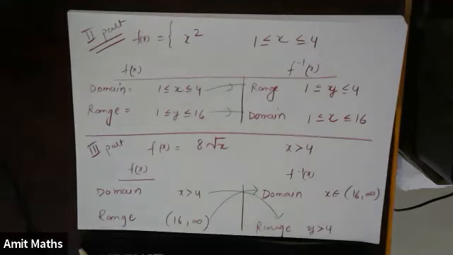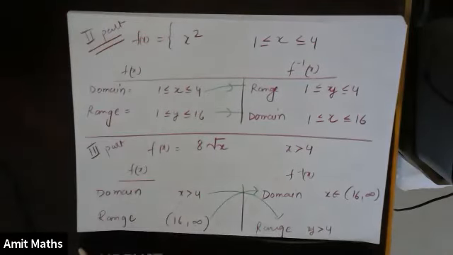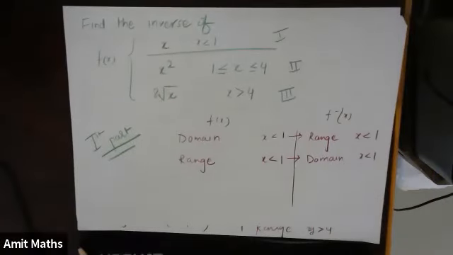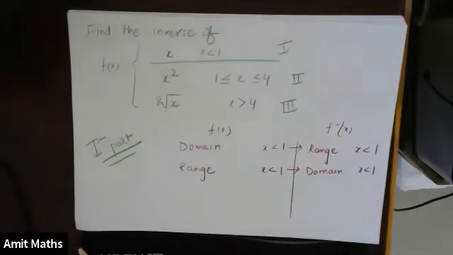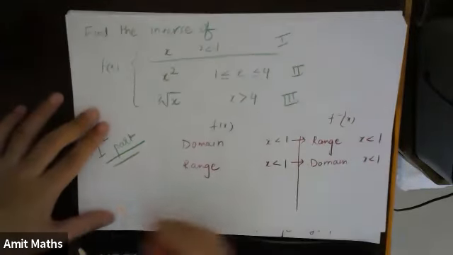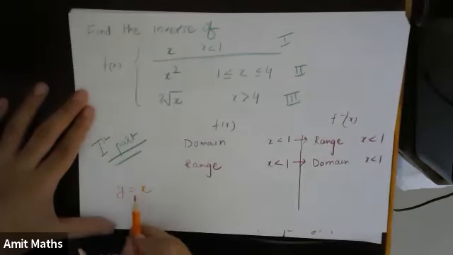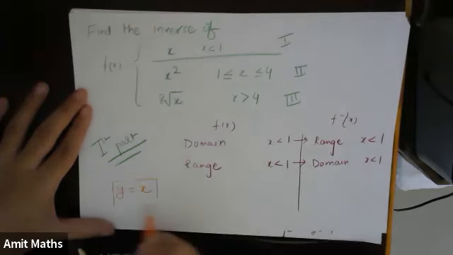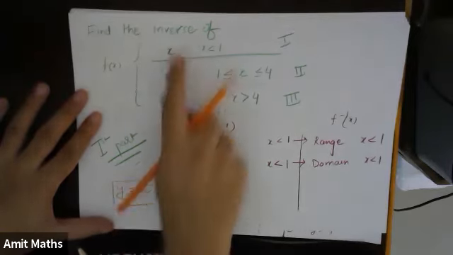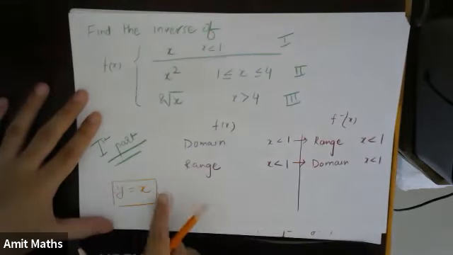Now see, we have just found out what will be the domain and the range of the inverse function for different sets of domains for the function which is given to us. Now I'll try to find the exact inverse function for the first part. The function given is y equals x. So the inverse function will be y equals x itself.